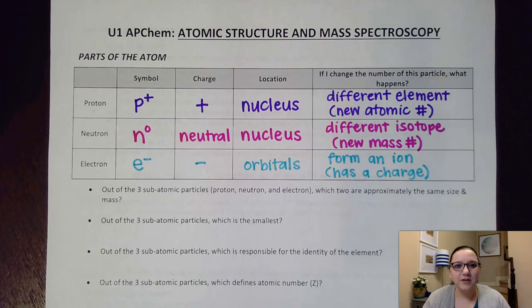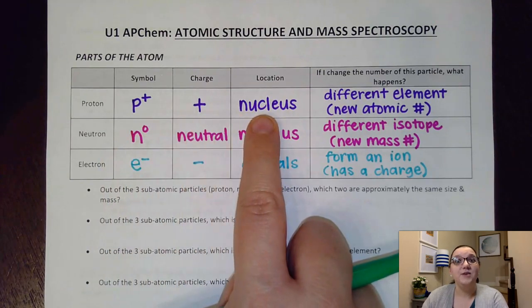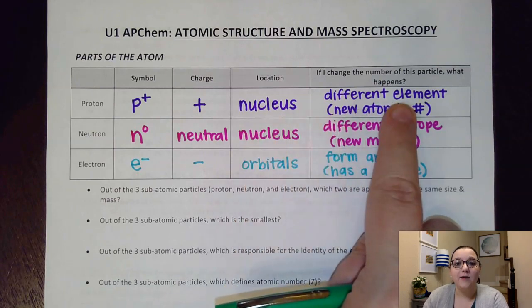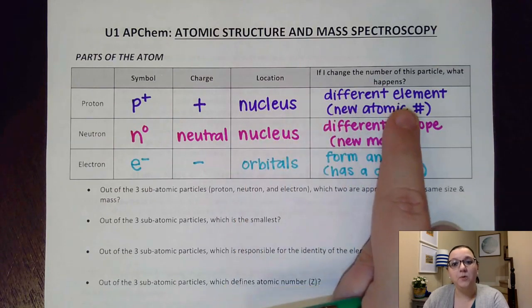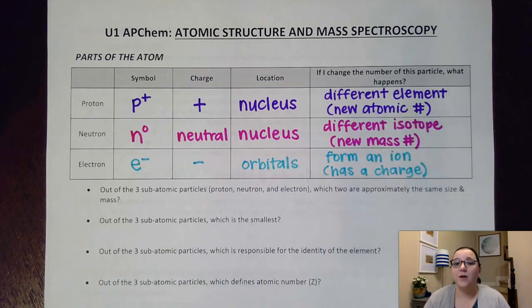I've gone ahead and filled out a few things here about protons, neutrons, and electrons that you probably remember. Protons have a positive charge. They're found in a nucleus. If I change the number of them, I end up creating a different element. As a reminder, elements are defined by their atomic number. Atomic number helps us figure out, do I have hydrogen or helium or argon? What element do I have? And atomic number is defined as the number of protons inside of that element.